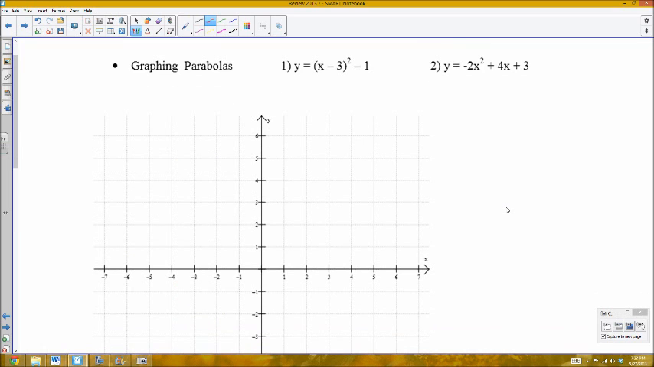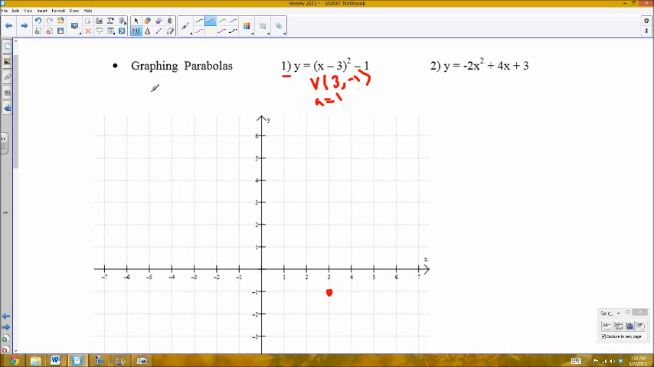Graphing parabolas. When I graph parabolas, again, I need to locate those same values, so the vertex for this equation will be at 3, -1. Then I also need to identify the stretch, which in this case is 1. So when I go to graph this parabola, my vertex is over 3 units and down 1 unit here, and it has a normal stretch.